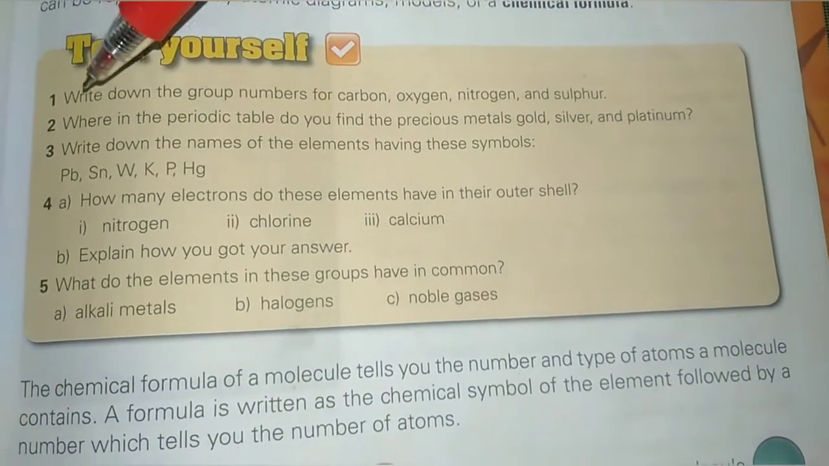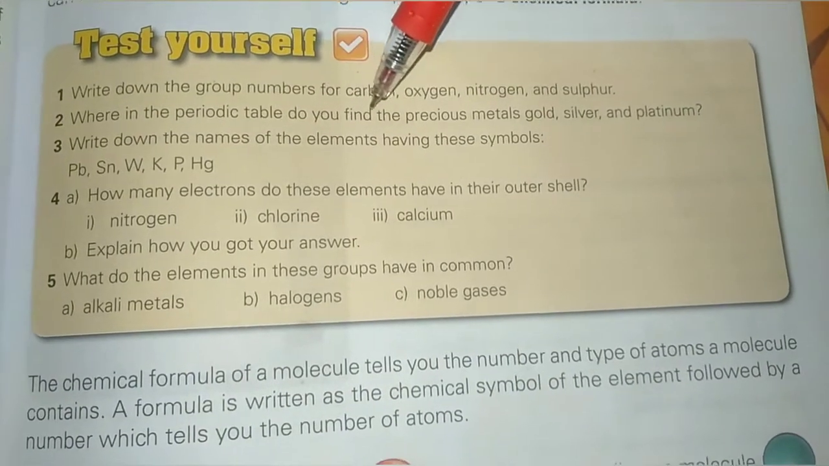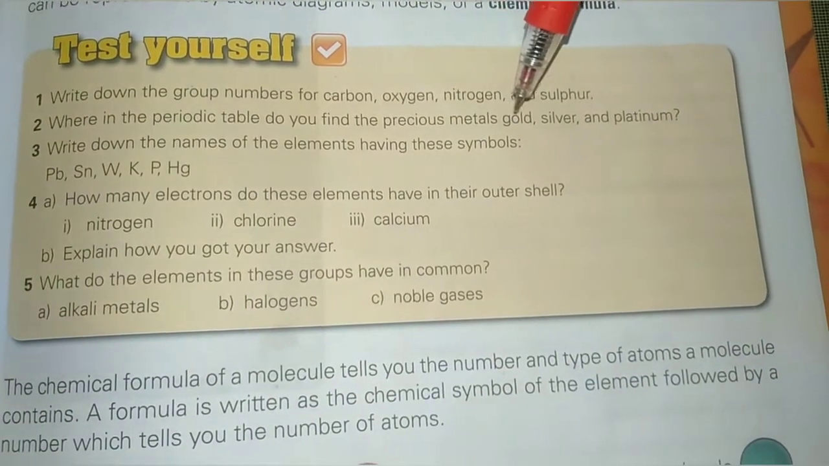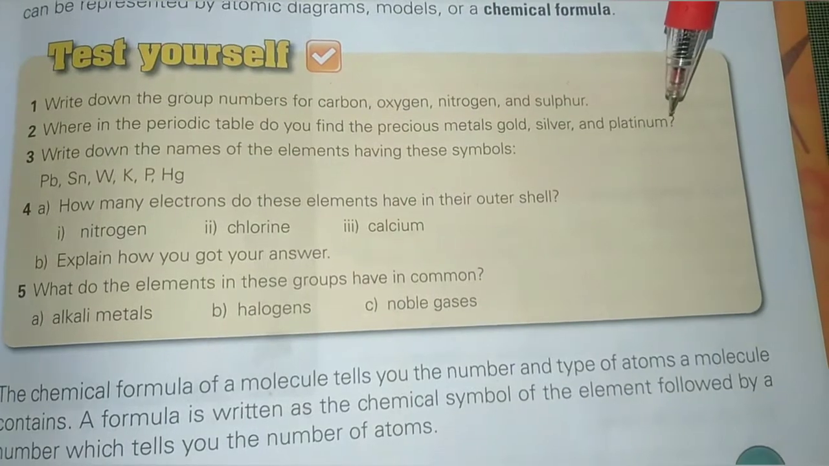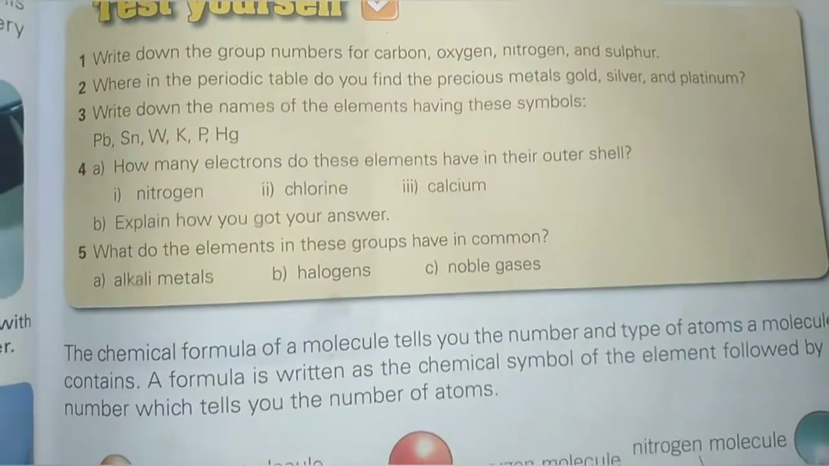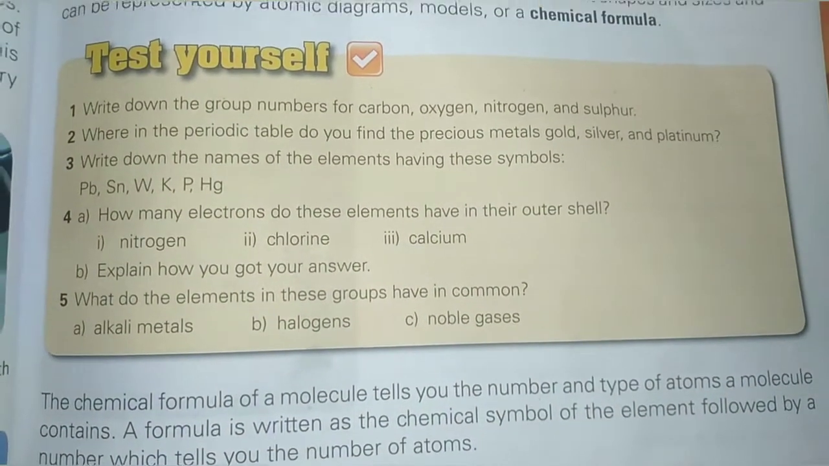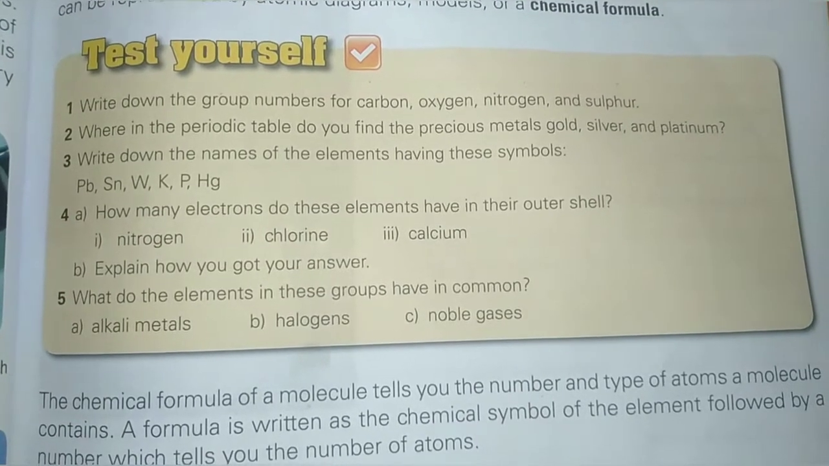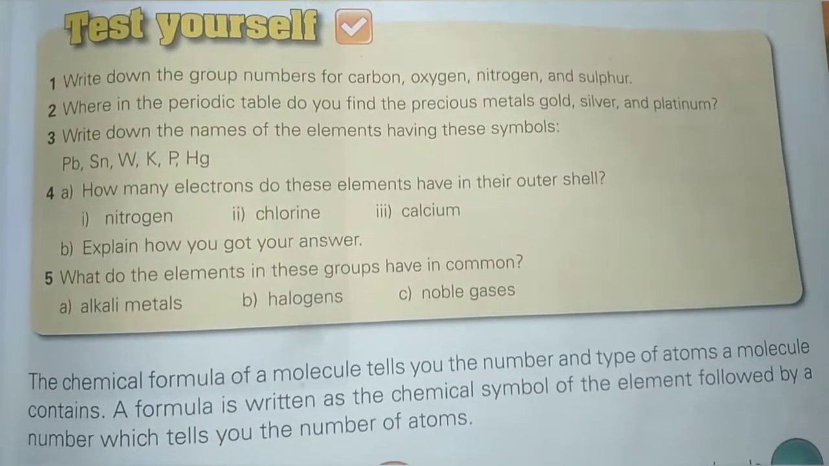Question number 2. Where in the periodic table do you find the precious metals, gold, silver and platinum? The answer is these metals lie between group 2 and 3.